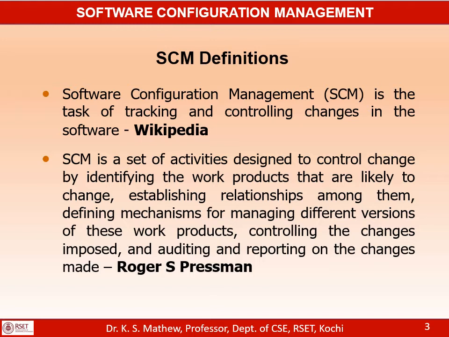So we look at different parts of this definition. It's a set of activities designed to control the change in the software work products. In order to do that, first of all, we need to identify the work products that are likely to change during the project. Then establish the relationship between those work products. When a work product changes, what are the other work products that are likely to change? We need to identify that. So the relationship between various work products that are likely to change has to be identified. Then identify the mechanism for managing different versions of these work products.